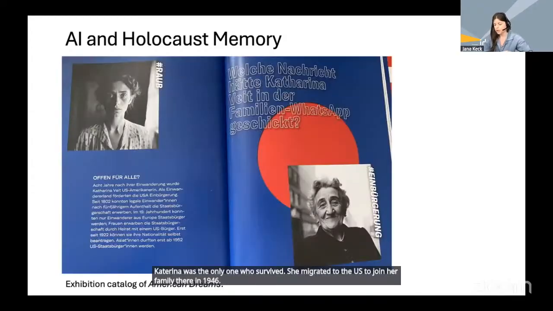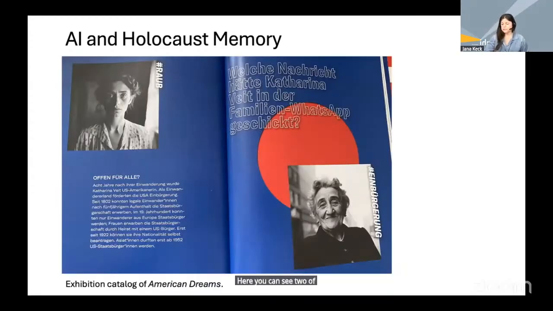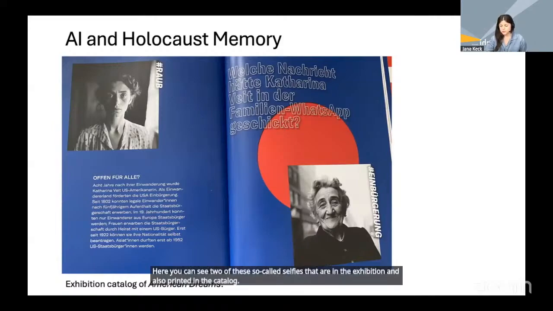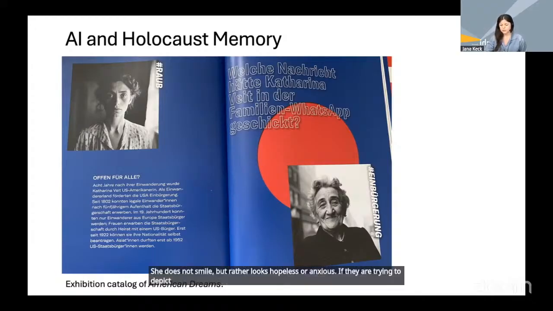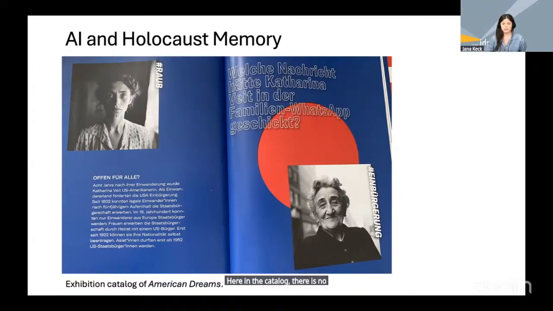Here you can see two of these so-called selfies that are in the exhibition and also printed in the catalog. The right one seeks to depict her after her arrival in the US, smiling. The other one, which also bears her name, shows a much younger version. She does not smile, but rather looks hopeless or anxious. If they are trying to depict her during the 1930s, when democracy died in darkness, why does she look so much younger than in the second image? Here in the catalog, there's no marking of the AI-generated content at all.